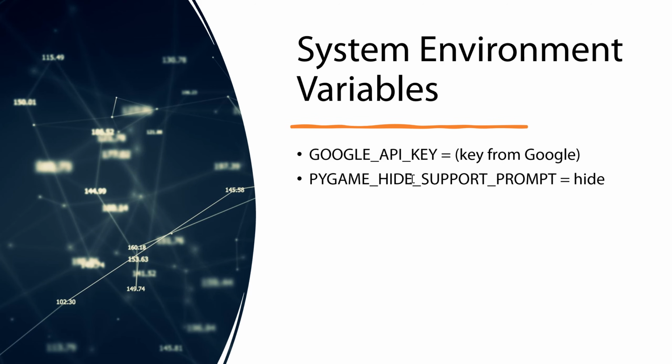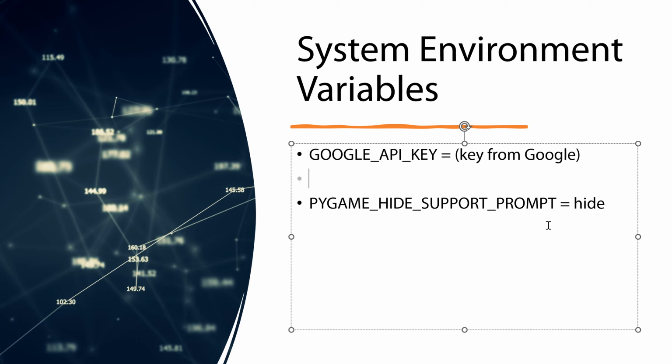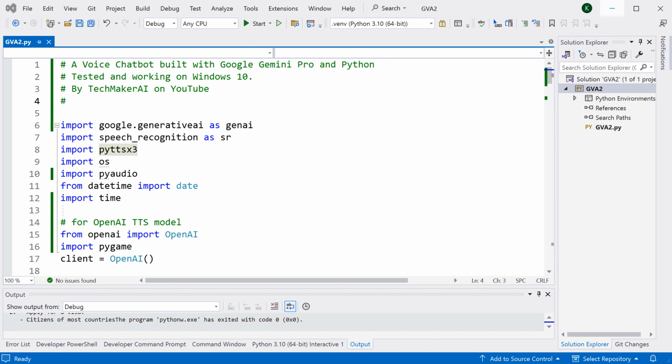Also, we need to set this environment variable as well. If you want to play audio file with OpenAI's text-to-speech model, you also need to set an environment variable for the API key from OpenAI, which will be like this. OpenAI underscore API. Again, please check my previous video on how you can get the key from the OpenAI website. Okay, once that is ready, now we can look at the program.